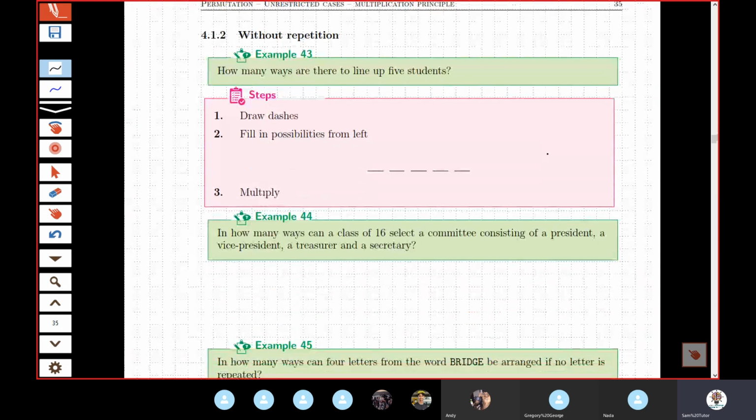All right. How many ways are there to line up 5 students? You draw it up. 1, 2, 3. Oh, he's already done it. Yeah. 1, 2, 3, 4, 5, and then it'll just be 5, 4, 3, 2, 1. So that would be 5 factorial.